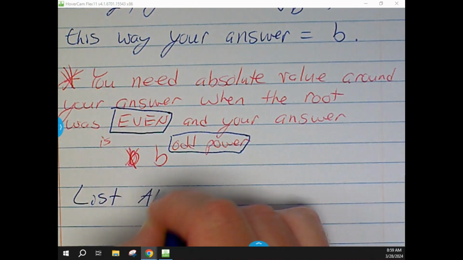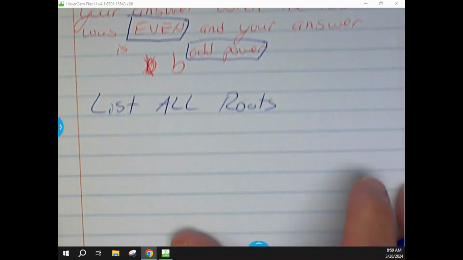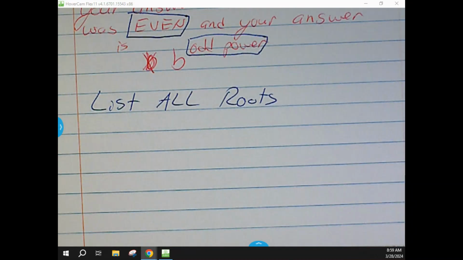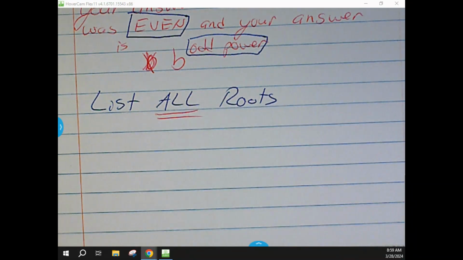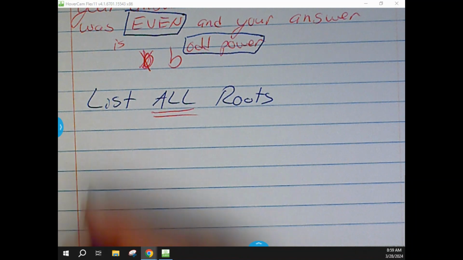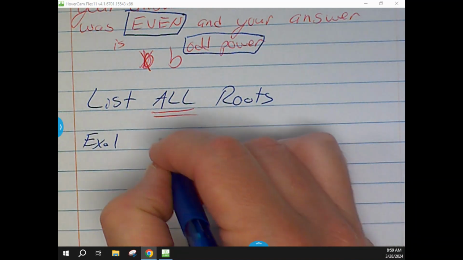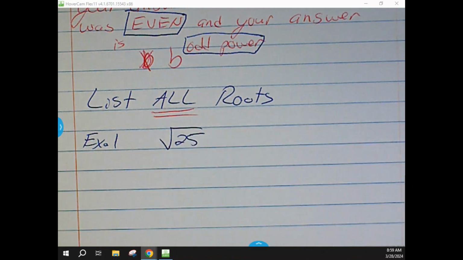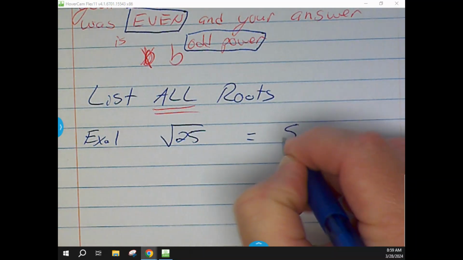Okay, so a couple of different problems we're going to look at. Very first example is we're going to list all the roots. And if it says list all the roots, it's a little different situation than if it just says to simplify. So we'll show you those two things. We get to start off nice and easy. Square root of 25. What is the square root of 25? It's 5.